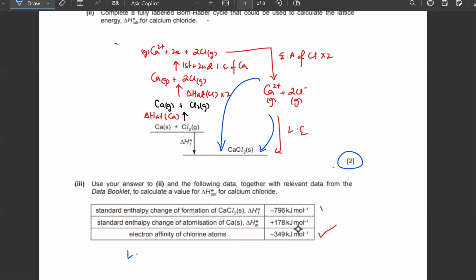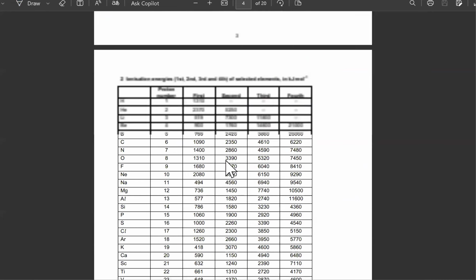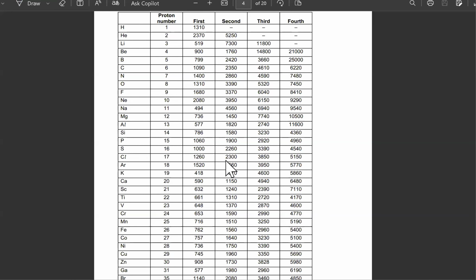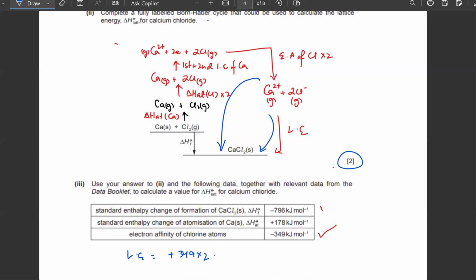So your lattice energy in this case is equal to, everything is reversing, the electron affinity of Cl times 2. So that's plus 349 times 2. The first plus second ionization energy of calcium can be found from the data booklet. Calcium is over here, that's 590 and 1150, these two. Since the arrow is reversing, it's going to be minus 590 and minus 1150.